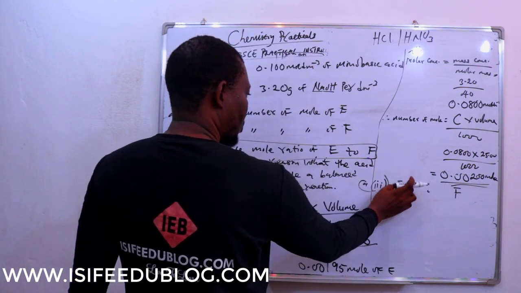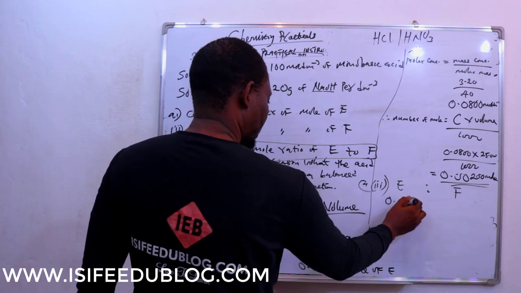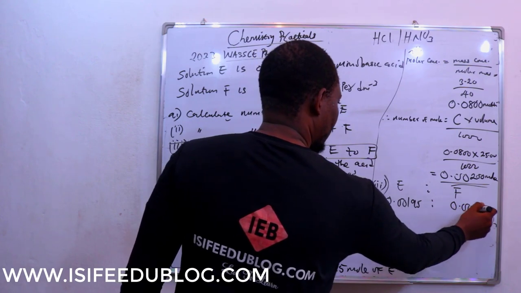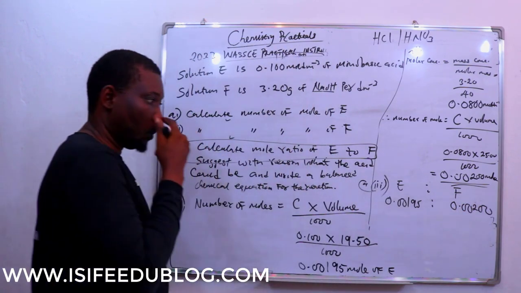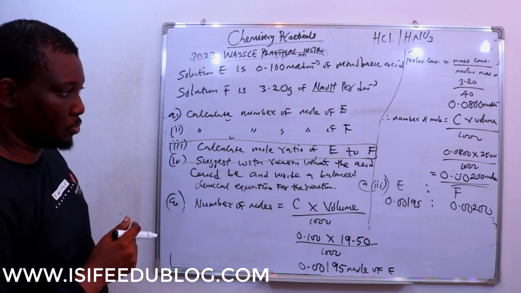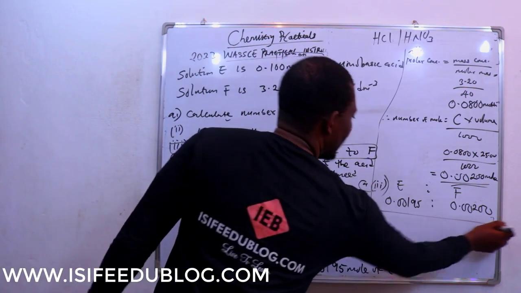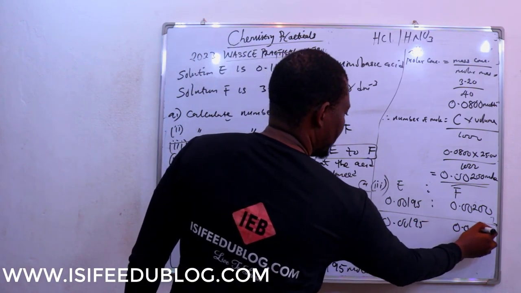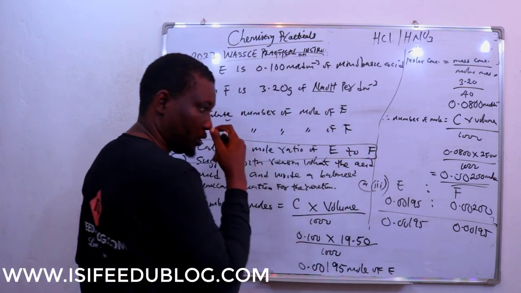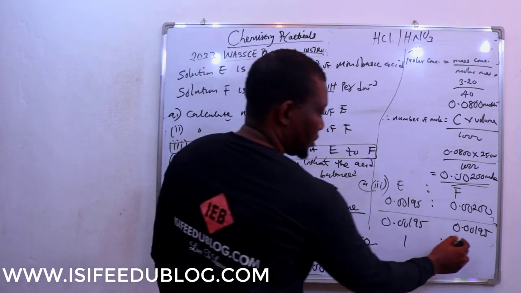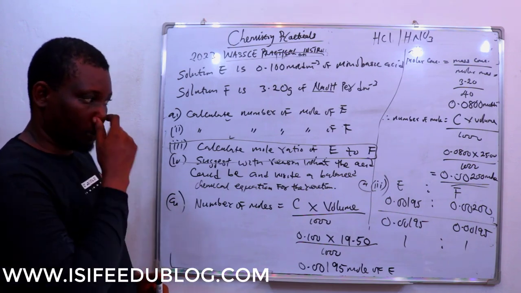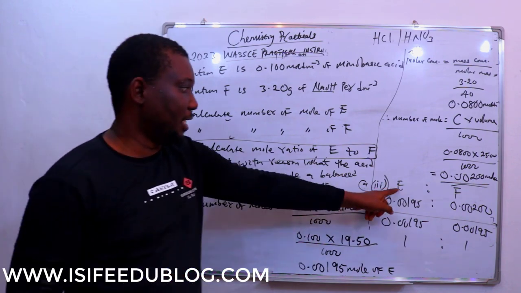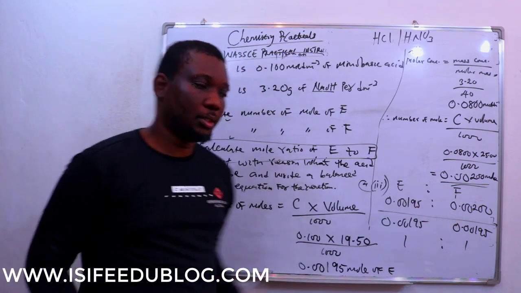So what you have, the mole of E is 0.00195. This is 0.00200. So divide both sides with the least mole. Which is the least mole between the two? The least mole is this. So divide both sides with the least mole, 0.00195. So this is going to be 1, and this is 1. It must be a whole ratio, it must always be a whole number. So now we find that the mole ratio of E to F is 1 to 1.